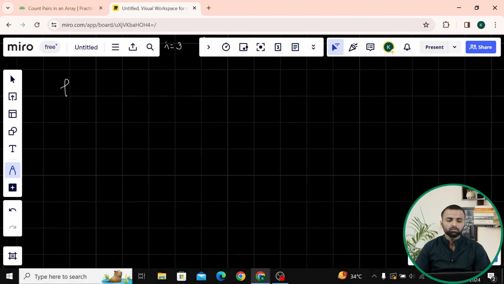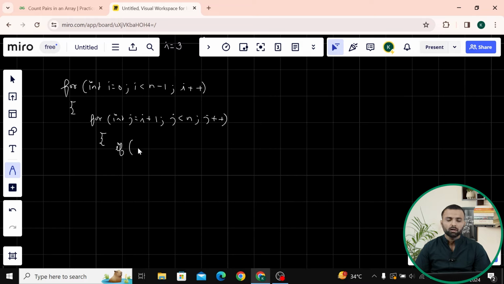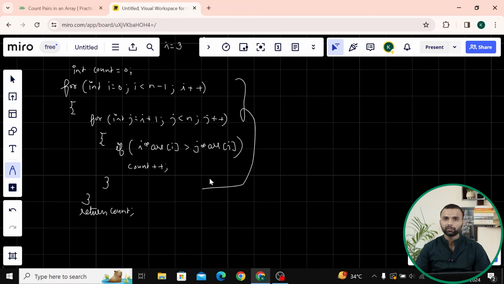So if you need the pseudocode, the simple pseudocode is: when i equals 0, i goes up to the last element. And in this second loop, j is always i plus 1, j less than n, and j plus plus. Now here I have to check if i into array i is greater than j into array j, then count plus plus. At the end of it, we just return my count. Here my count is 0 initially. So this is a simple solution to solve this question. But my time complexity to solve this question is n square.